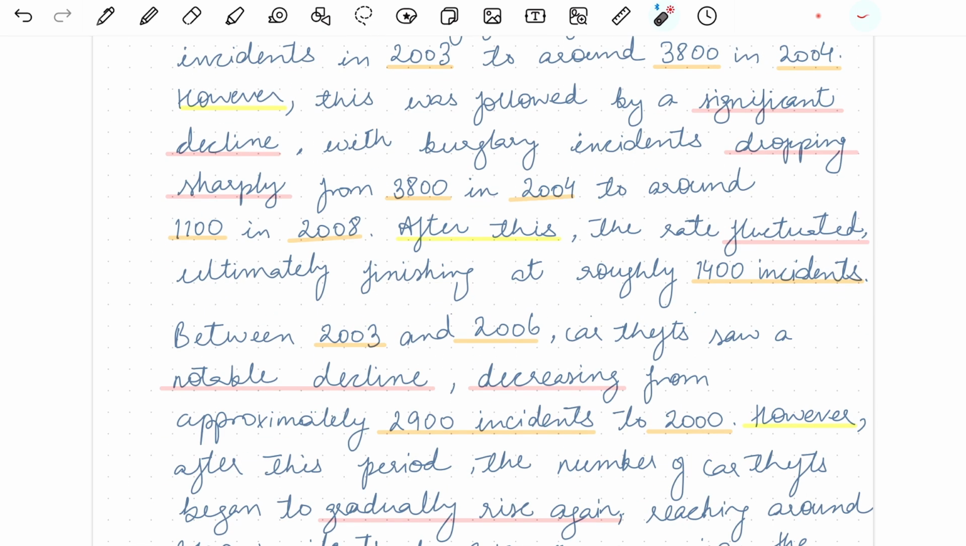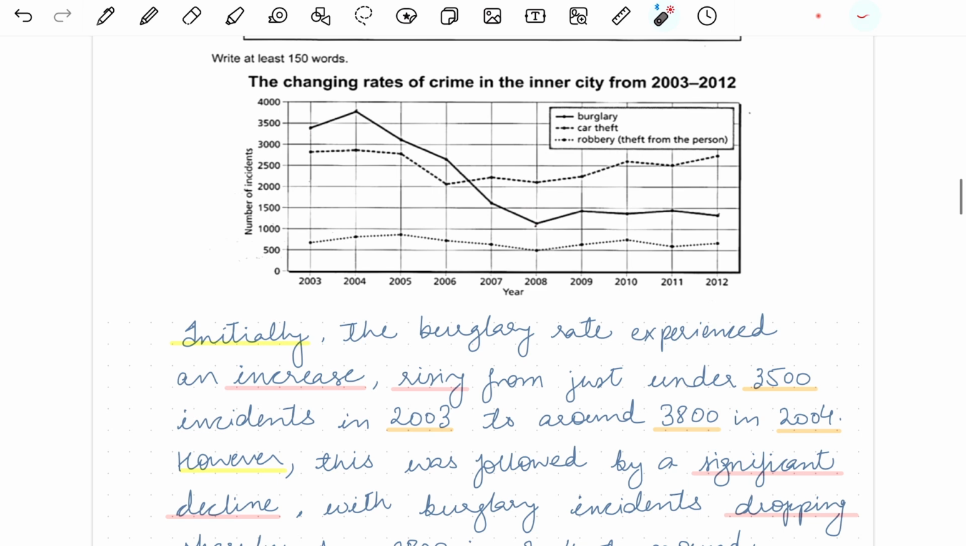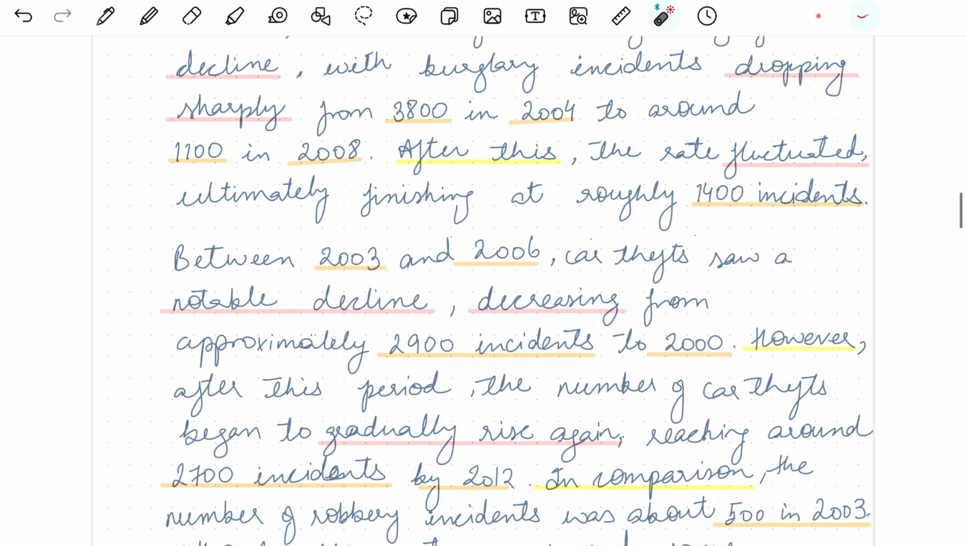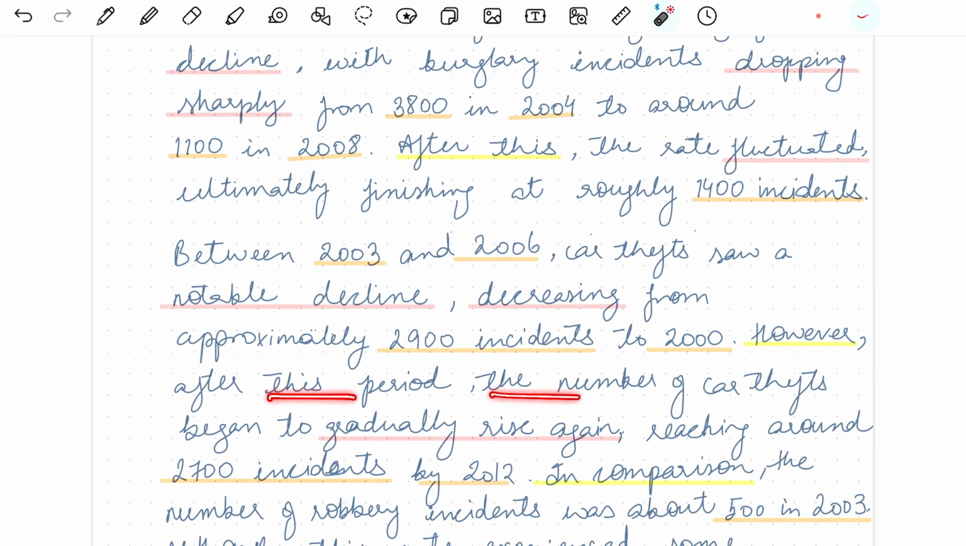And we can see that there was a notable decline, decreasing from 2,900 to 2,000, right? So approximately 2,900 to around 2,000 incidents. After this period, the number of car thefts began to gradually rise again, reaching around 2,700 incidents by 2012.